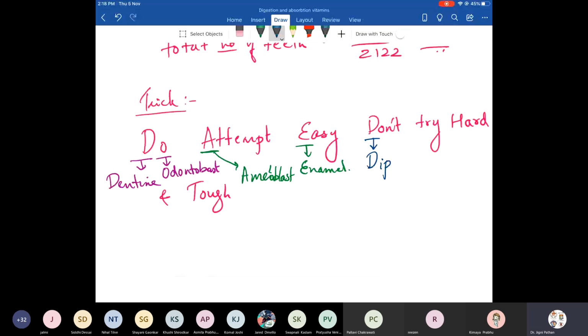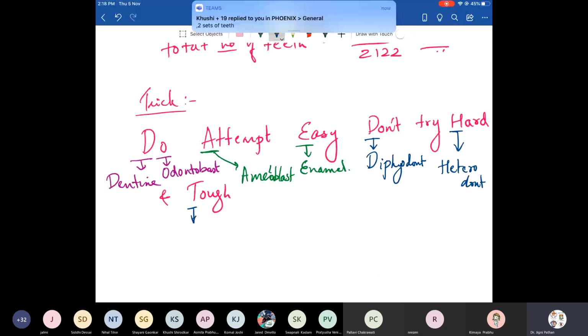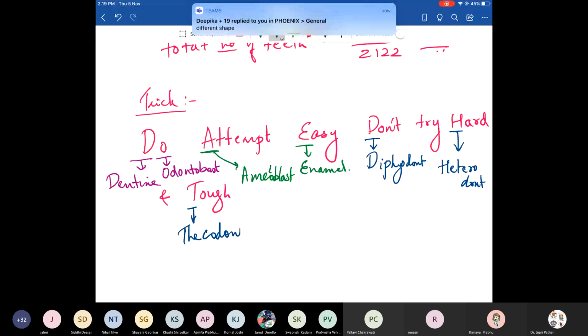H is for heterodont. What do you understand by heterodont? Very nice, Kushi. Different shape. Pratyusha, very good. They are of different shape. What do you understand by thecodont?